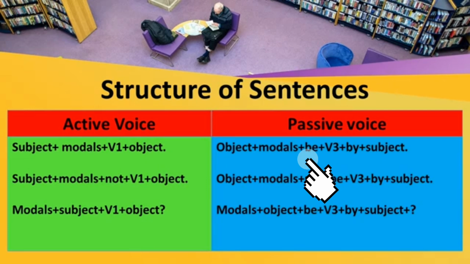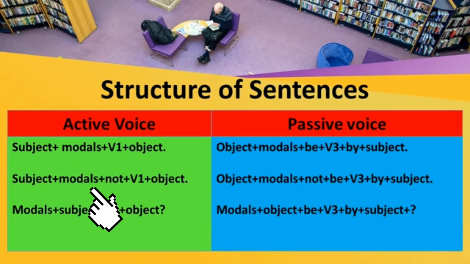And the passive voice structure of affirmative sentences is object, modals, and we add be after modal verbs, like can be, could be, would be and other modal verbs. And after it third form of verb, that is the main thing. Third form of verb is used in all the passive voice. Then preposition by and subject at the end.